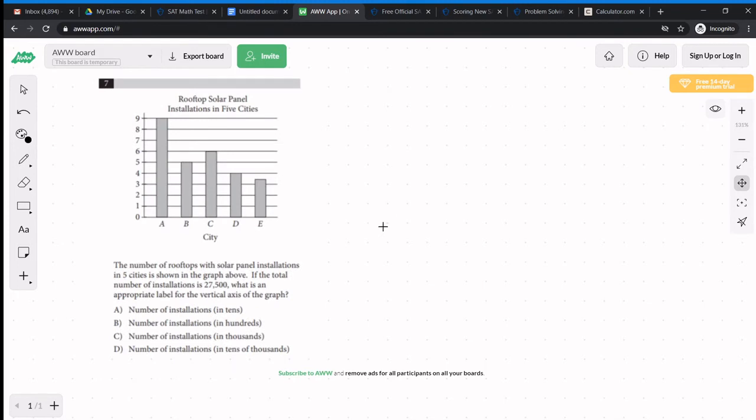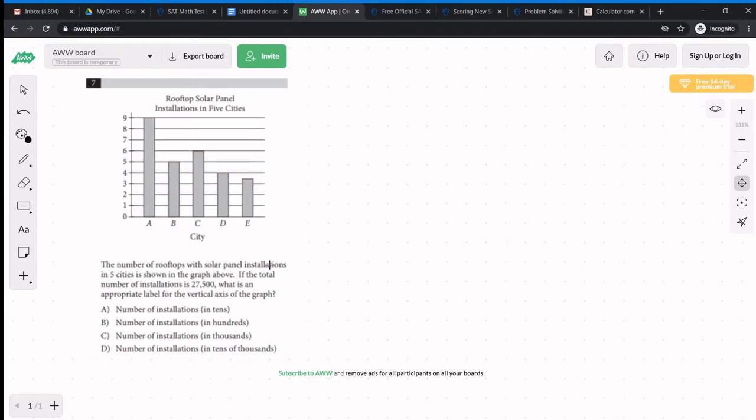The number of rooftop solar panel installations in 5 cities is shown in the graph above. In each city, rooftop solar panels are installed. The total number of installations is 27,500. What is an appropriate label for the vertical axis of the graph? So it's saying that if you add all of these, it's going to be 27,500.